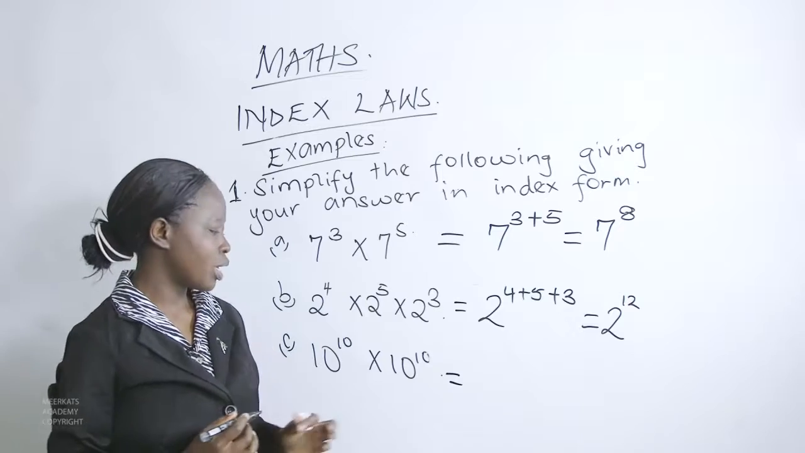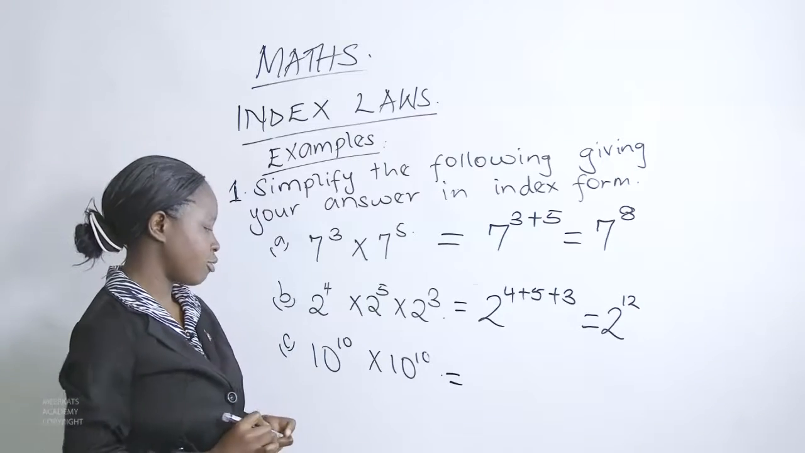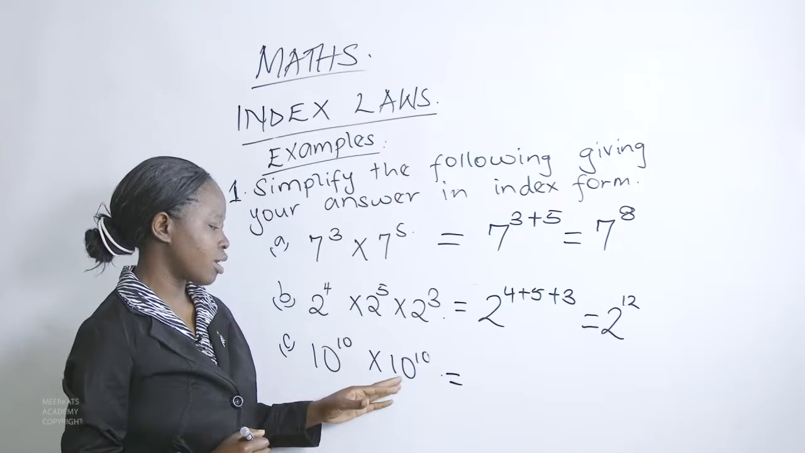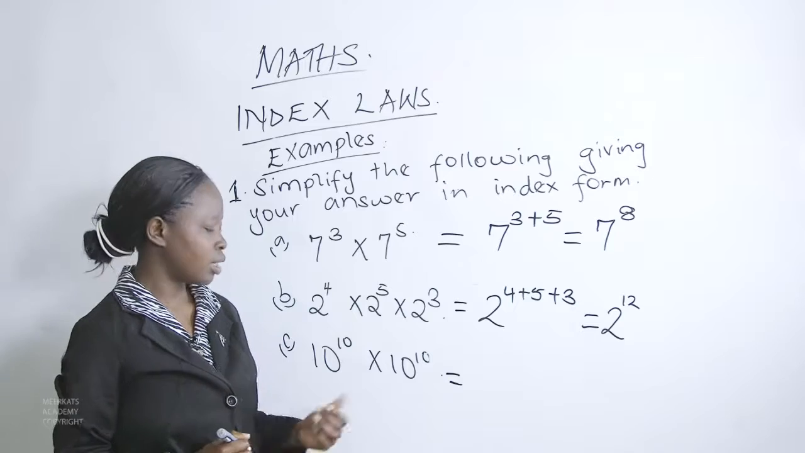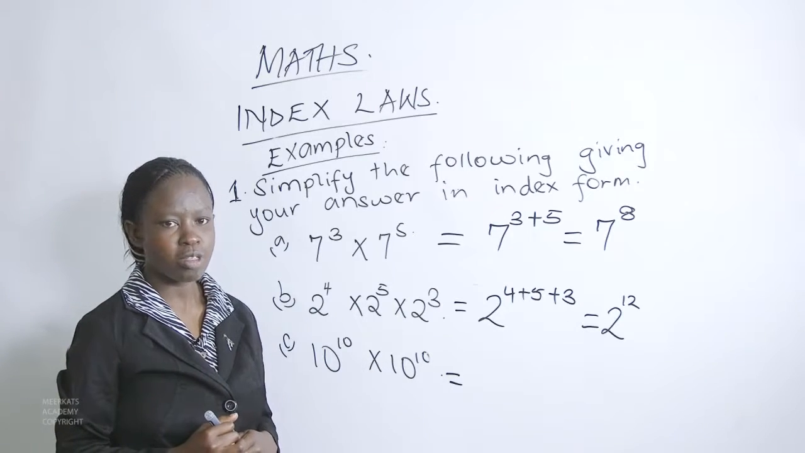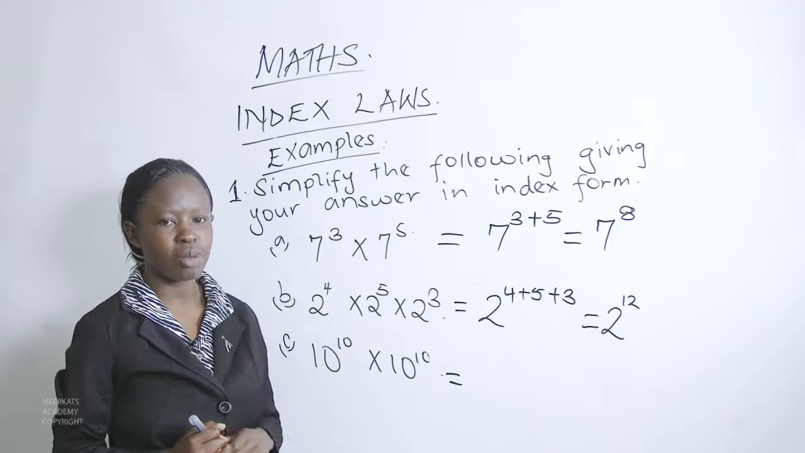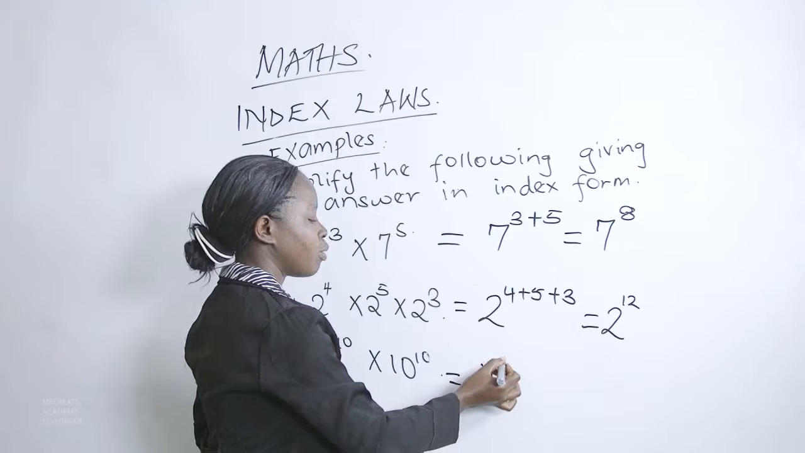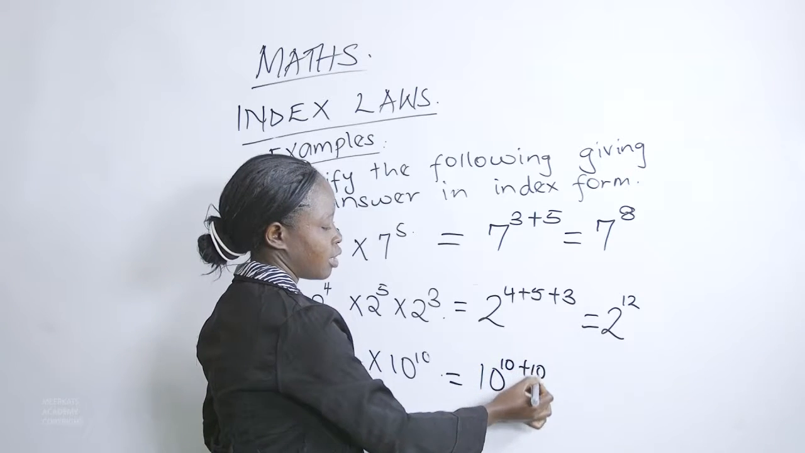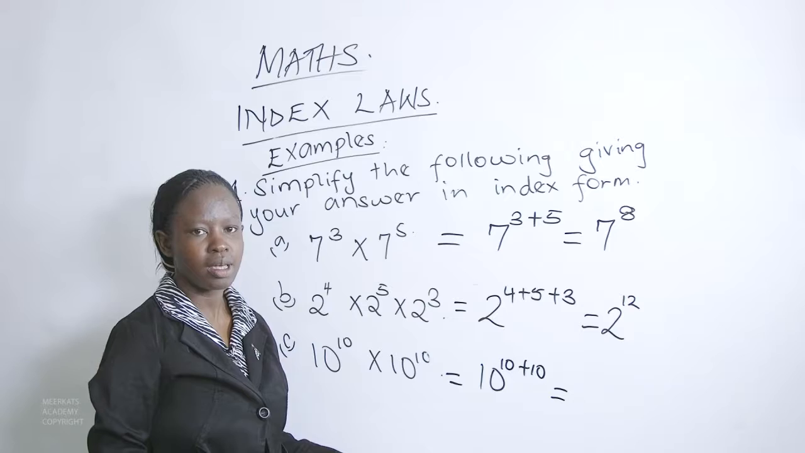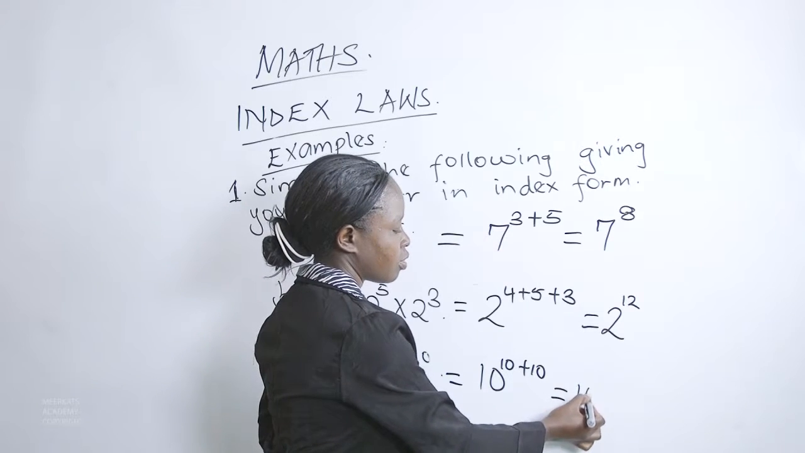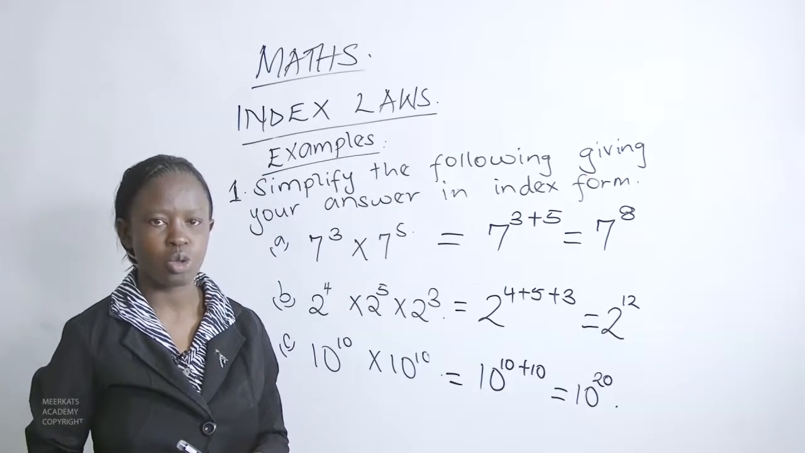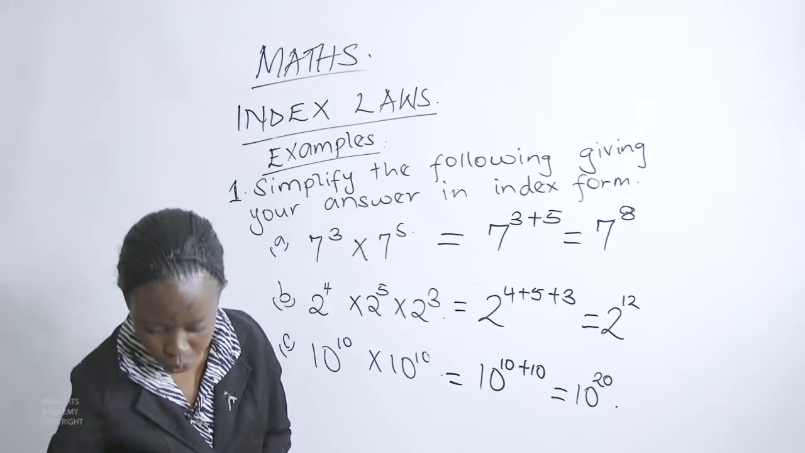Part C, we have 10. So we have 10 to the power of 10 times 10 to the power of 10. We discover that my base is the same. It is multiplication. So since the base is the same and we have multiplication, we simply add the powers. So I'll have 10 to the power of 10 plus 10, and 10 plus 10 gives us 20. So that means that I'll have 10 to the power of 20 as the solution to that given equation.